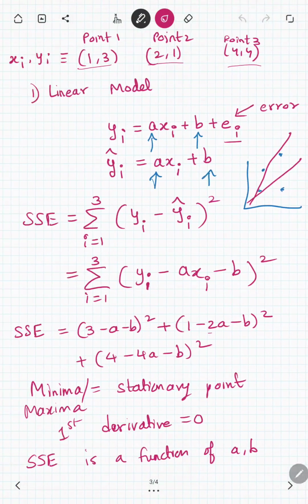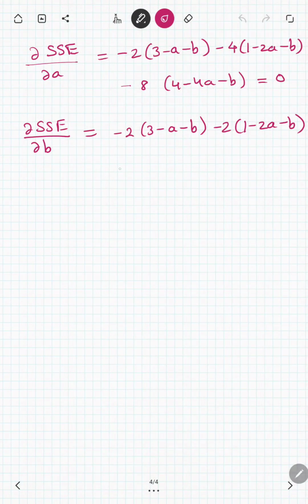And for the third term, the square of something, so twice (4 − 4a − b). So 4 and 4a are all constants when you are differentiating with respect to b. So the only thing that matters are the b terms. The coefficient is −1. So basically it will be −2(4 − 4a − b).